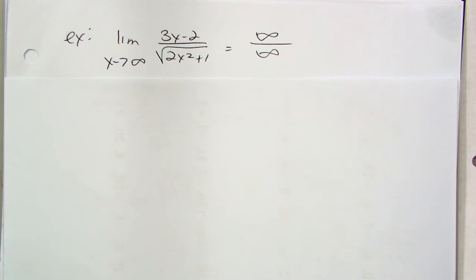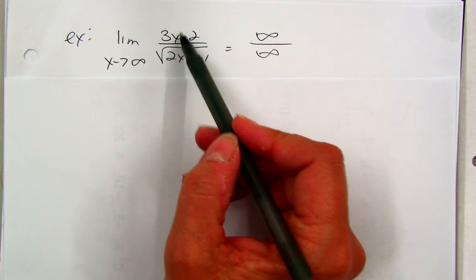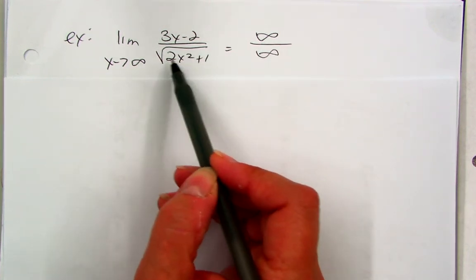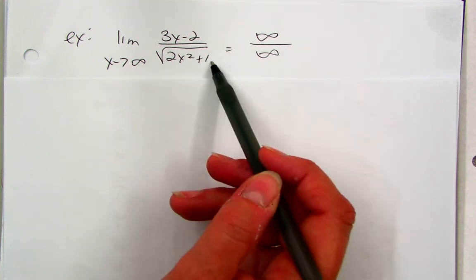So the limit of (3x minus 2) over the square root of 2x squared plus 1 as x approaches infinity. Let's put infinity in here. 3 times infinity minus 2, that's still infinity. And then infinity squared times 2 plus 1, take the square root of it, it's just infinity. That's an indeterminate. I can't find that.